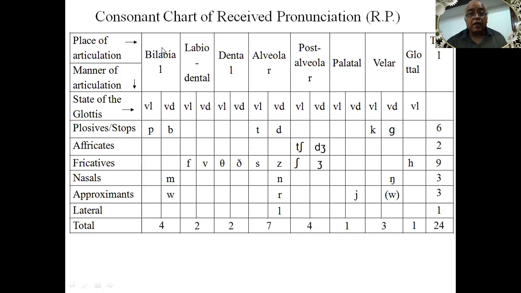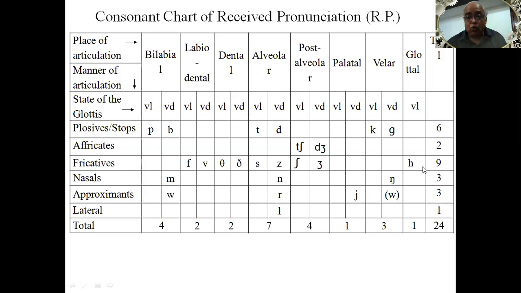Then the place of articulation is post-alveolar. So the tip of the tongue touches the back of the alveolar, almost near the hard palate region. We get this sound j, and it is also a fricative, meaning there is a stricture of close approximation, or there is a narrowing, and when air passes through that gap, there is a lot of friction. J.